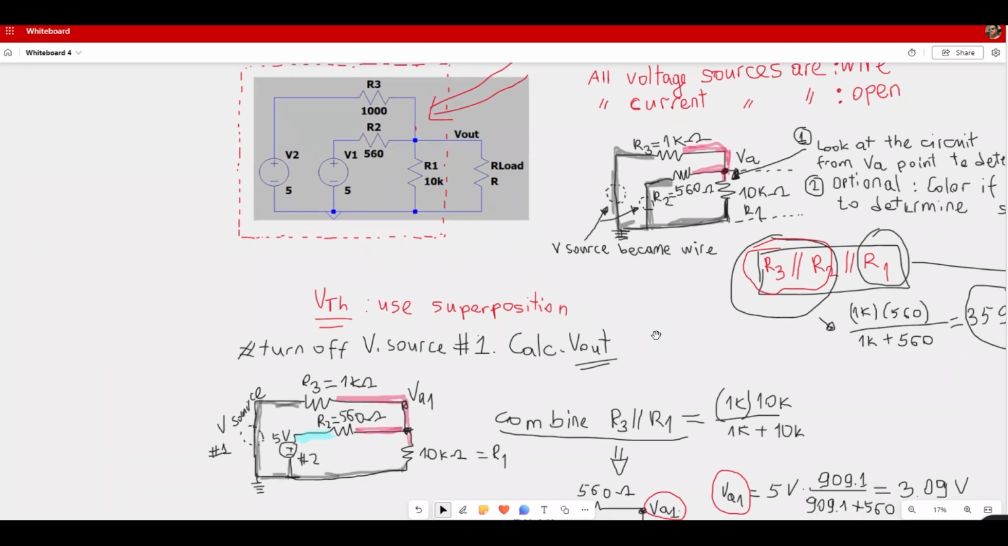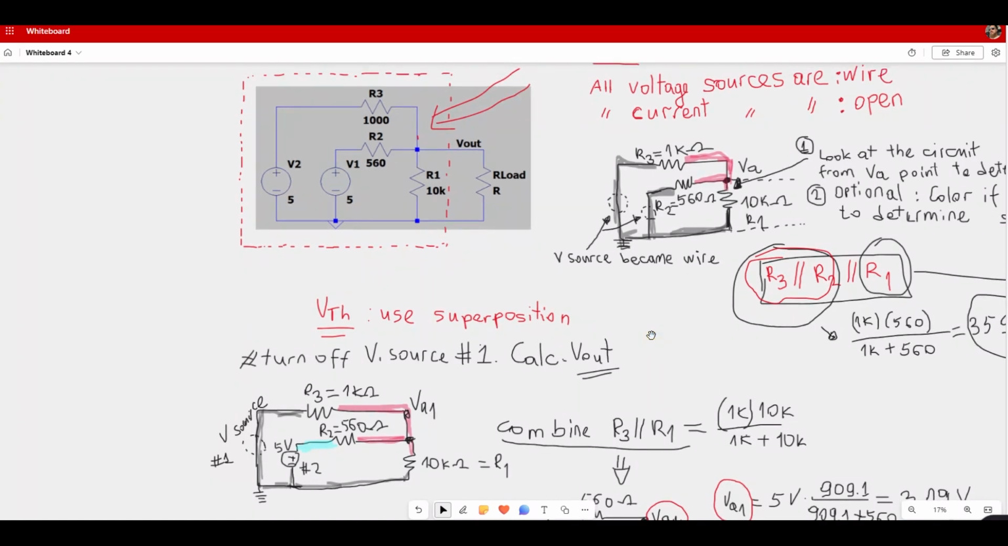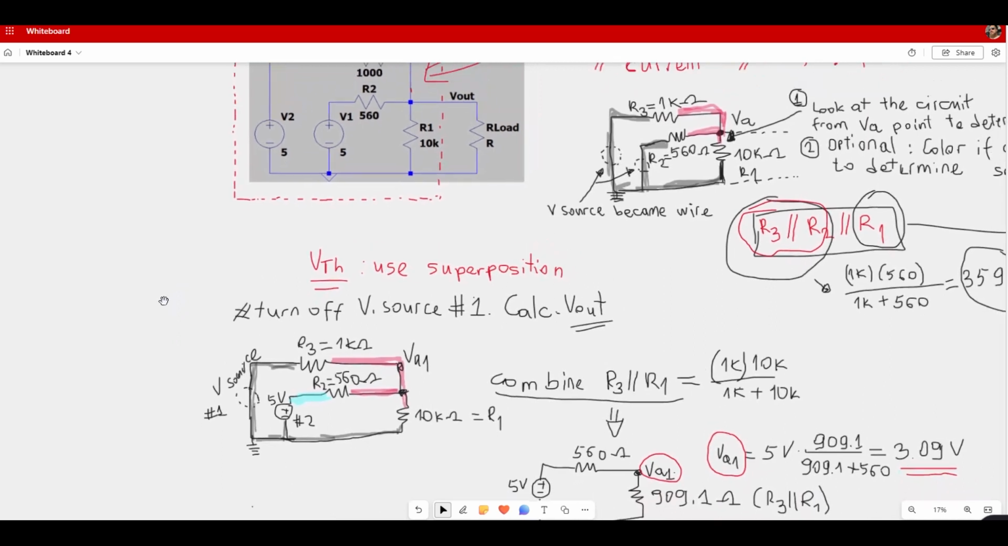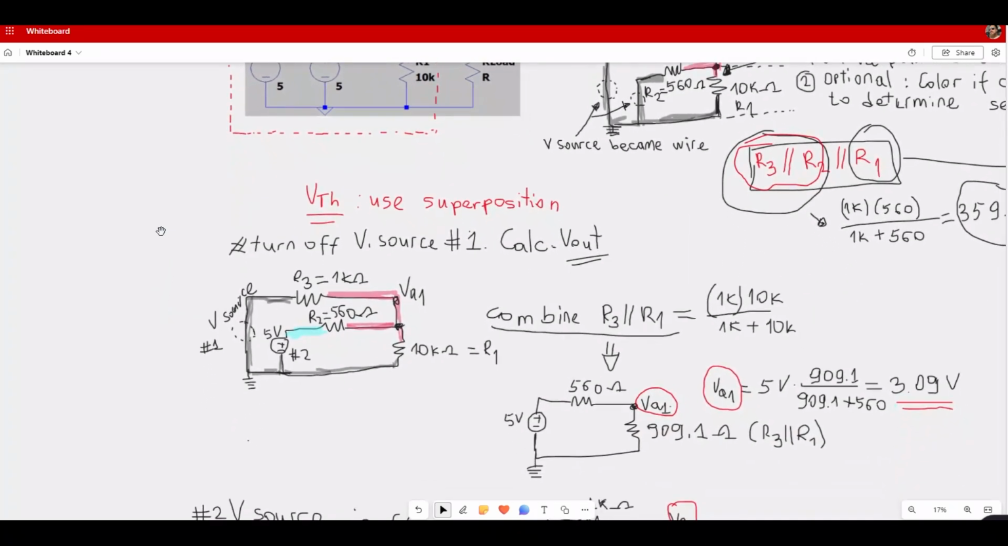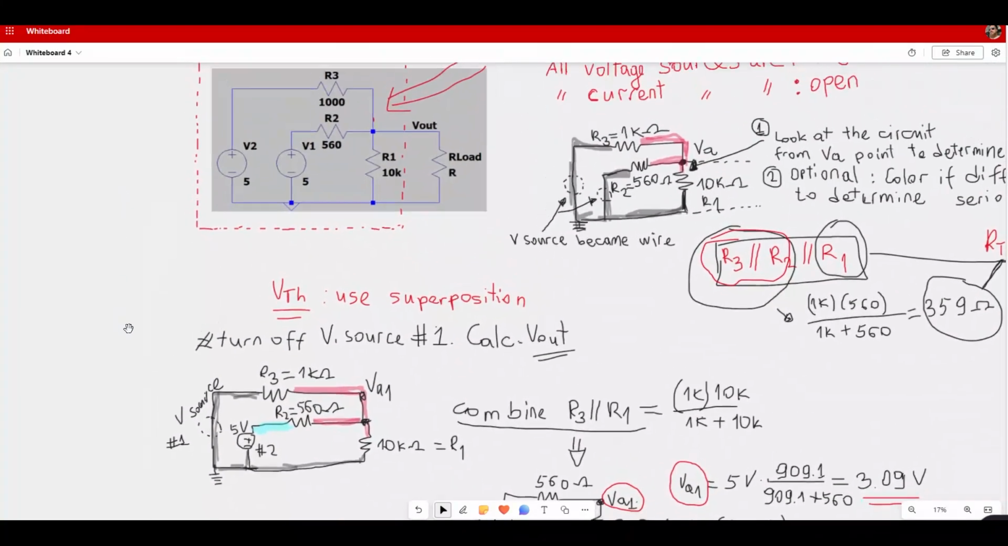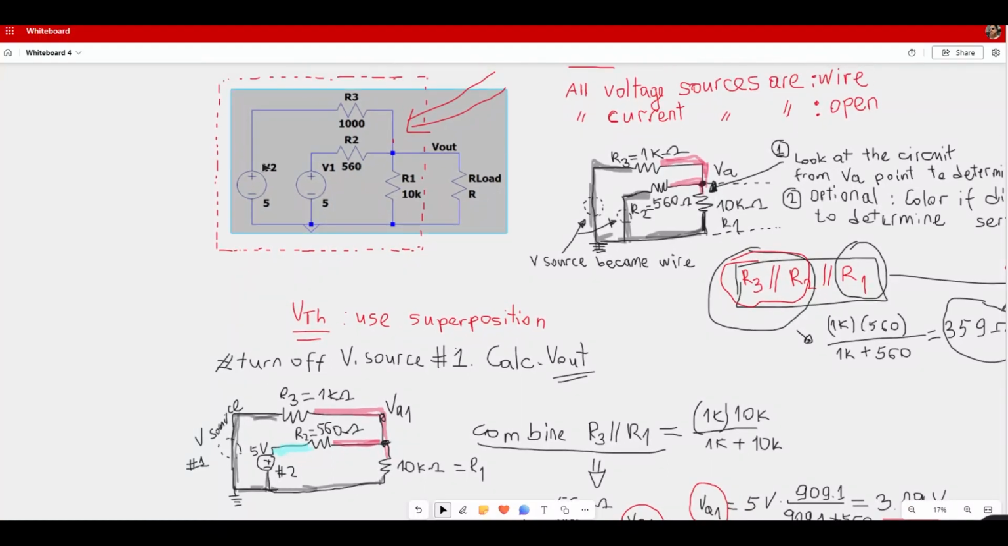You may already know that superposition means turning off one of the voltage sources and finding the point that you're looking for, then turning on that voltage source and turning off the other one to find the same point's nodal voltage, and combining both node voltages. That should give us V Thevenin. So in this case, let's name this V2 as the first case and V1 as the second case.